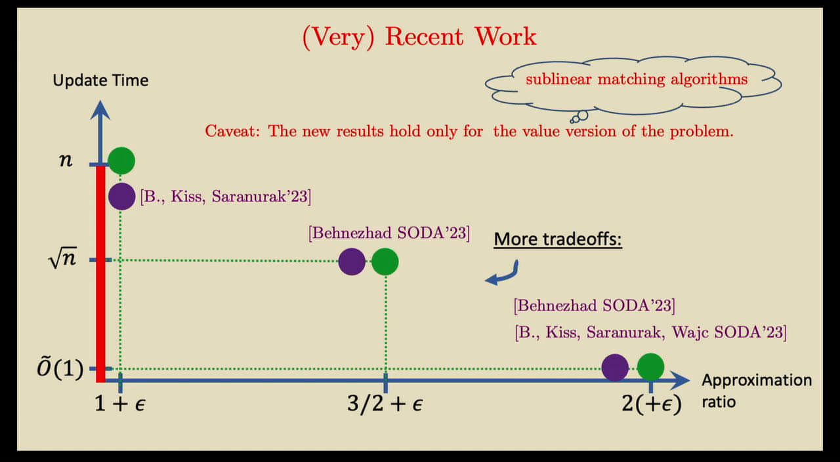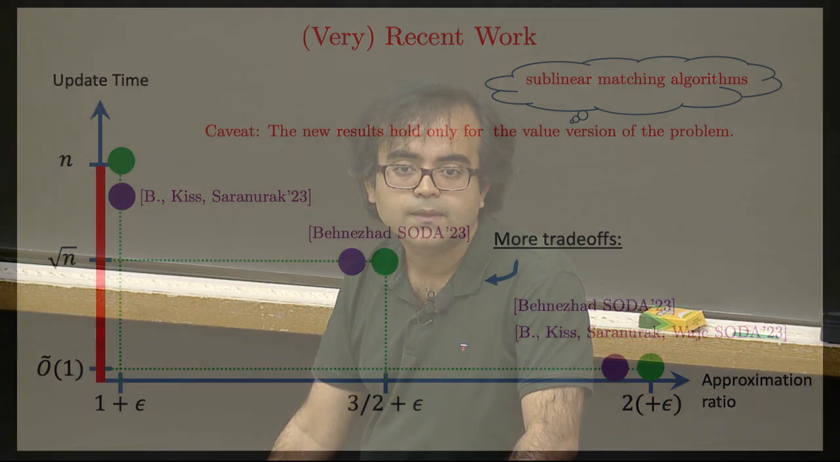But how do you define maintaining explicit matching in memory? Like, what does that mean? Have you written the matching somewhere in the other algorithms? Yes.